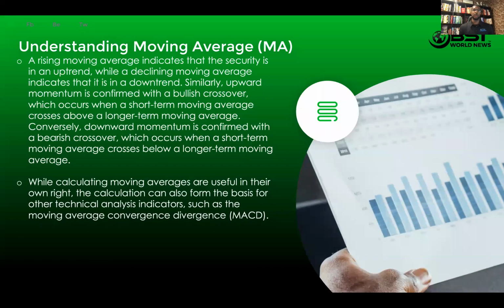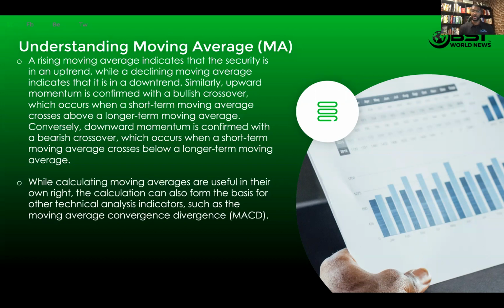All right. A rising moving average indicates that the security is in an uptrend, while a declining moving average indicates that it is in a downtrend. Similarly, upward momentum is confirmed with a bullish crossover, which occurs when a short-term moving average crosses above a longer-term moving average. Conversely, downward momentum is confirmed with a bearish crossover, which occurs when a short-term moving average crosses below a longer-term moving average.